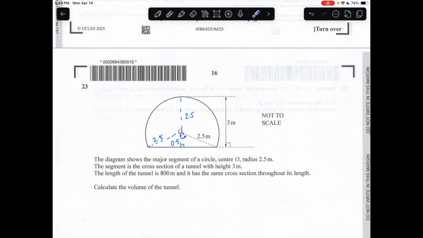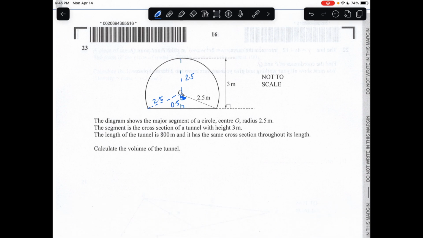Or if I can calculate the angle, then I can use half ab sine C. Either way, it is going to be correct. So I'm going to try and calculate the base or the angle. I'm going to just go for the angle over here. You could also calculate the base and then use half base times height. I'm going to use the trigonometry formula for the area of a triangle. So volume is base area times length, and I'm trying to calculate the base area.